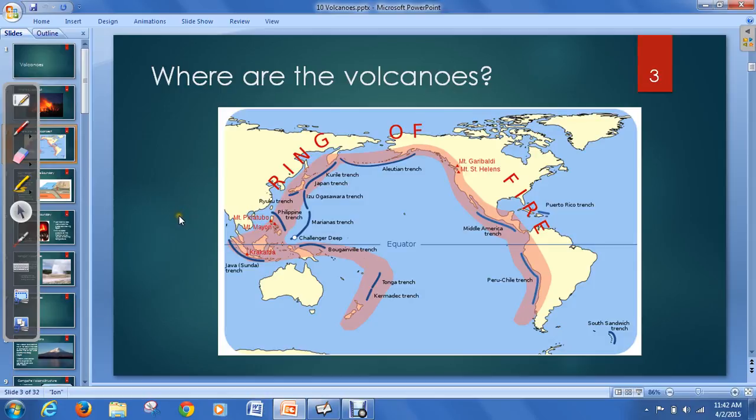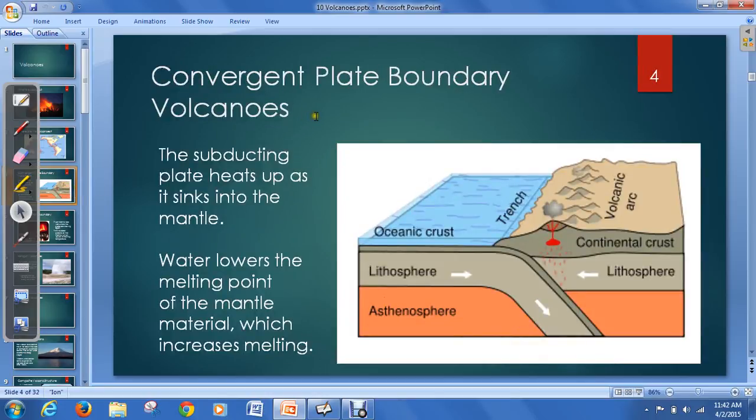Okay, so let's look at what can cause volcanoes. This is a little bit of review from the plate tectonics chapter again. One reason we can get a volcano is from a convergent plate boundary. If you remember, if we have a subducting plate that goes underneath another, it will start to melt in the asthenosphere, and that heat and magma will start to come up to the surface, which generates a volcano. So you have the subducting plate that heats up and sinks into the mantle.